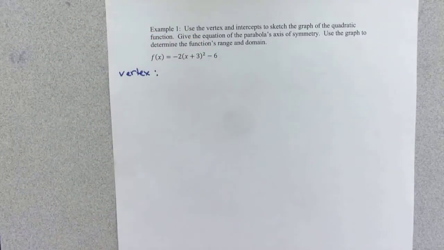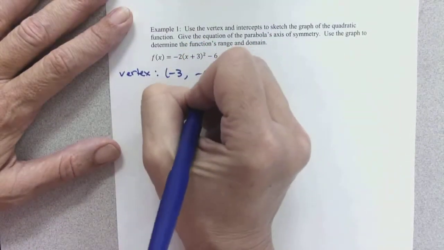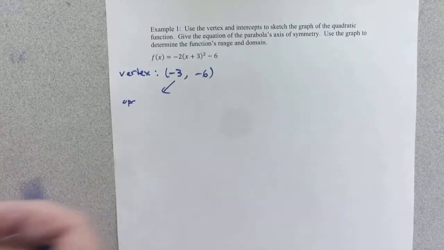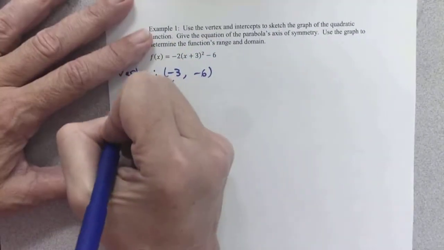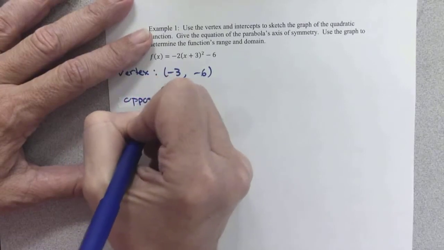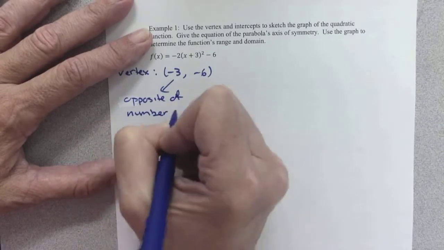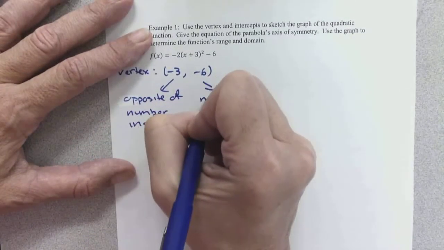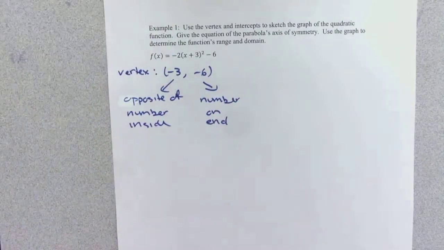since it's in that standard form, we can just read it right off. -3, -6. Opposite of the number inside, number on the end. That's all we have to do for that.